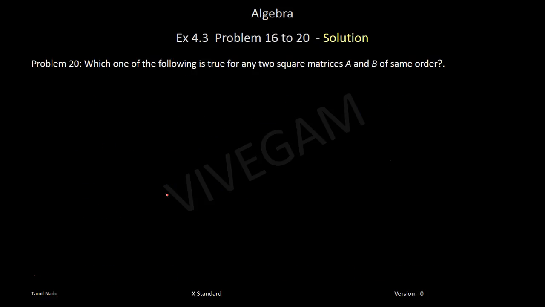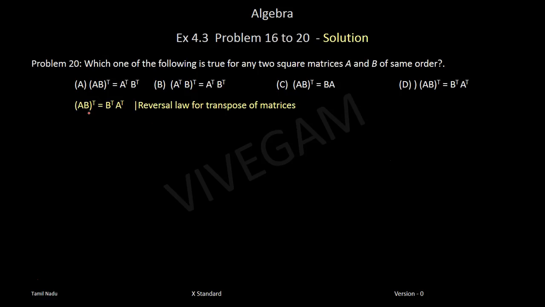Okay, now let's go to the 20th sum. Which one of the following is true for any two square matrices A and B of the same order? Basically, (AB) transpose is equal to B transpose into A transpose. That is the reversal law for transpose of matrices. So that's option D. If you know this law, the reversal law of transpose of matrices states (AB) transpose is equal to B transpose into A transpose. So it is option D, which is the right one.